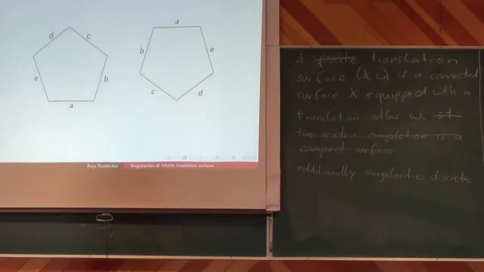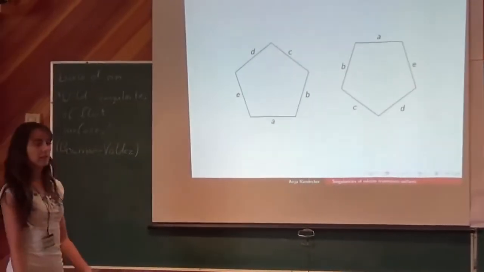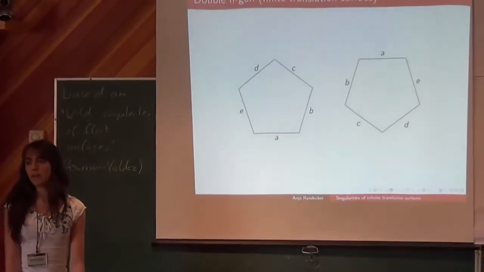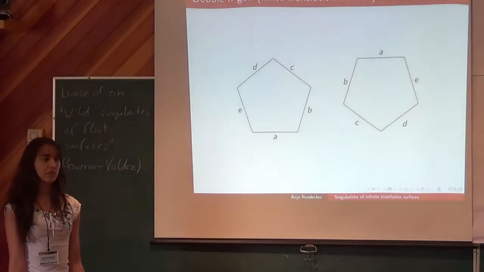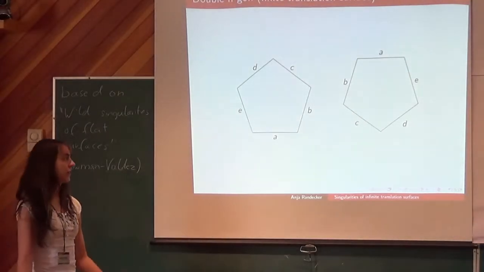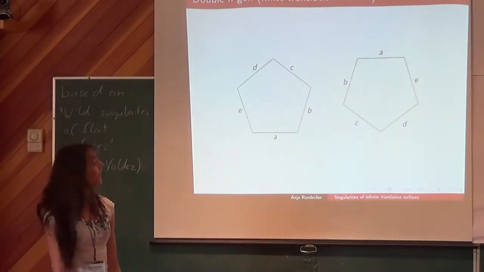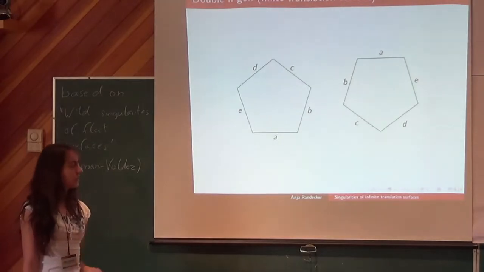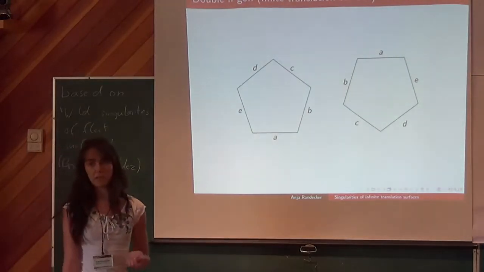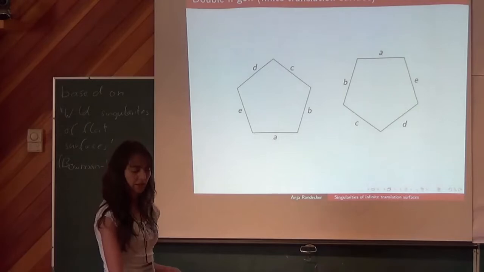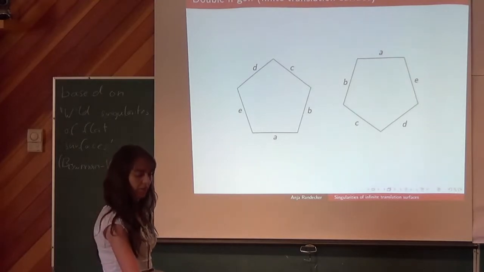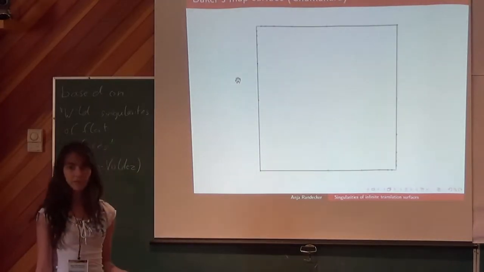And what happens if we drop this condition? We can have something that is non-compact, for example the complex plane C, which should be a translation surface. We have a translation atlas, so everything is fine. But what can also happen is that we don't have a surface anymore if we look at the metric completion. One of the first examples comes from the Baker's map surface.